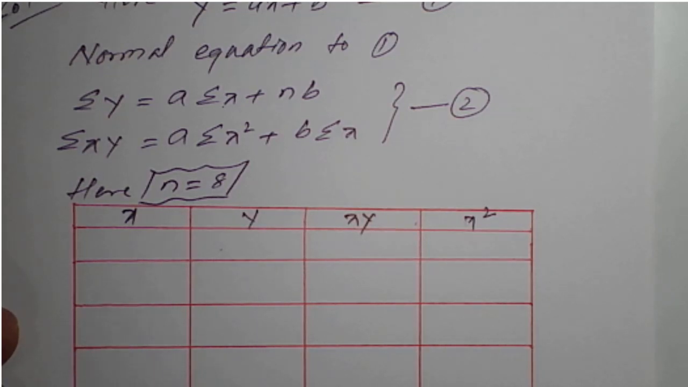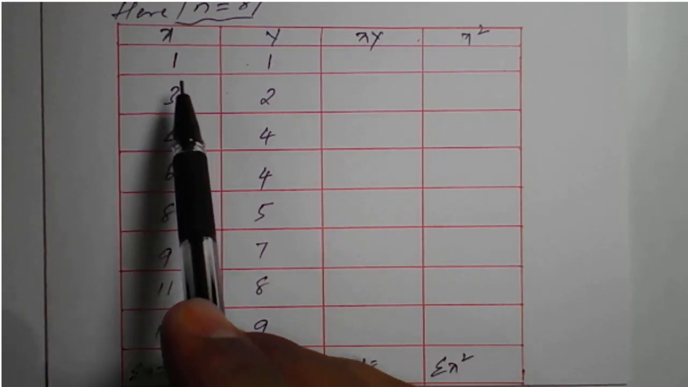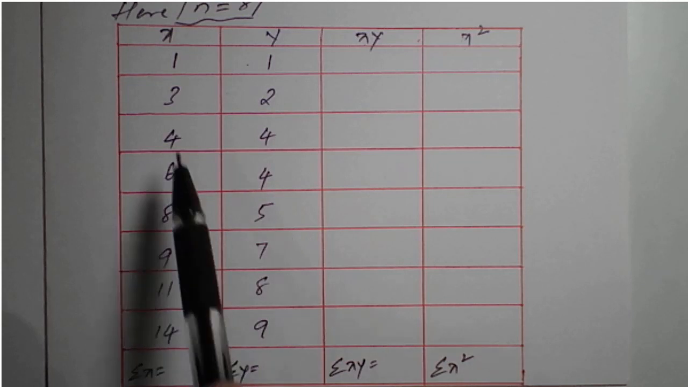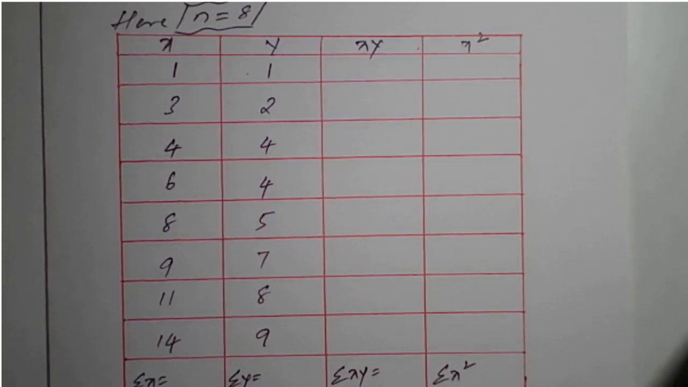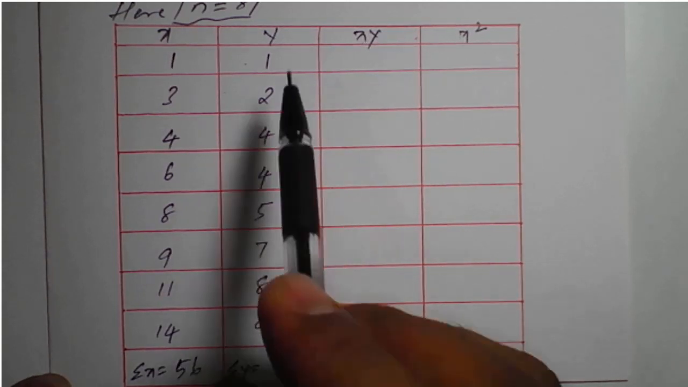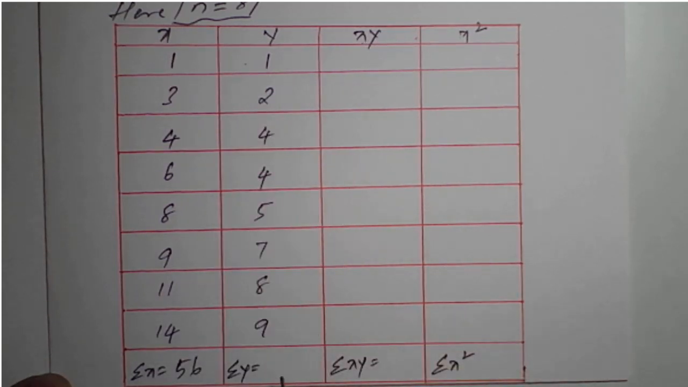The x values and y values from the question we apply as they are. These are the x values given in the question, and the y values given in the question. If we add all the values, summation x on adding will be 56, and on adding the y values, summation y will be 40.